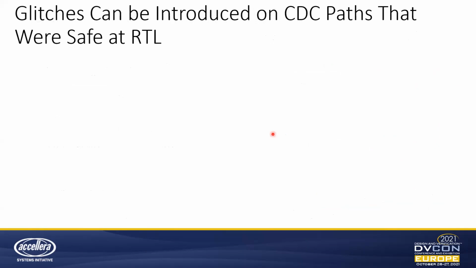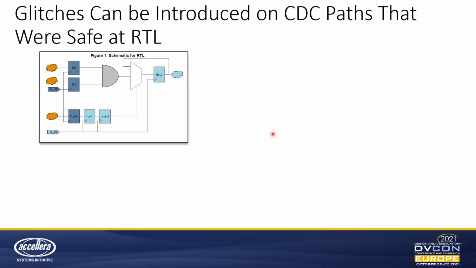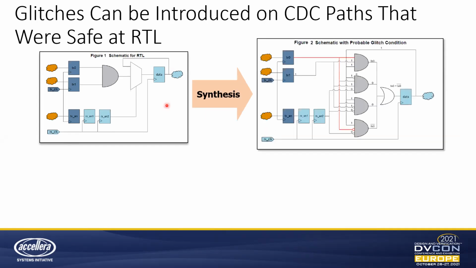Now in this slide, we are going to show how synthesis does optimization and creates combinational logic that can cause a glitch. Here there is a schematic. Figure 1 represents a schematic for the RTL of a demux crossing. This crossing is considered safe at the RTL. But after synthesis, it may happen that the synthesis tool converts the logic of the AND gate and the mux into this kind of logic.